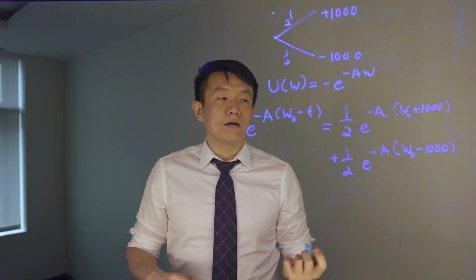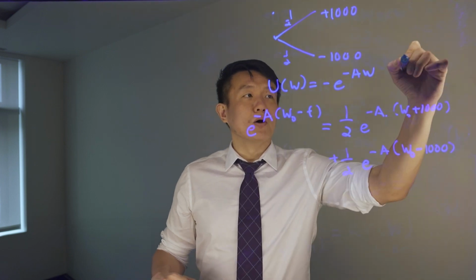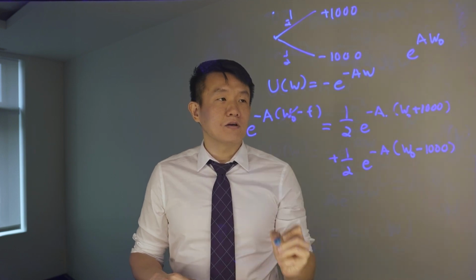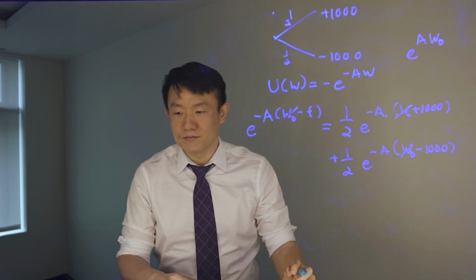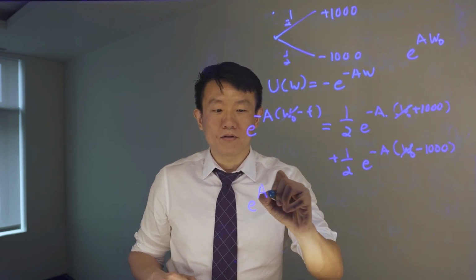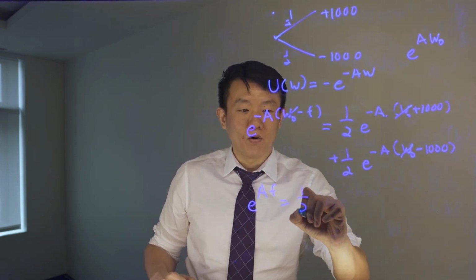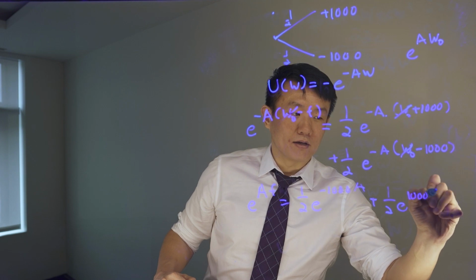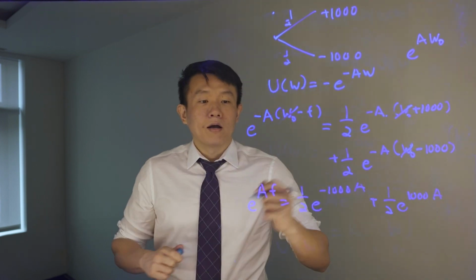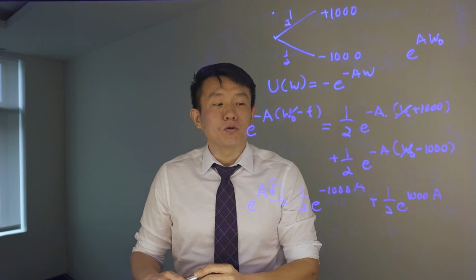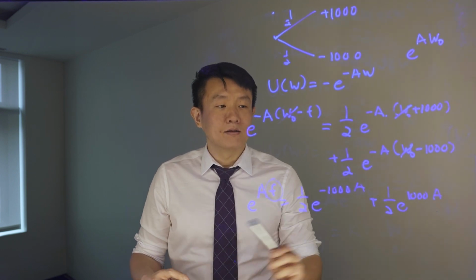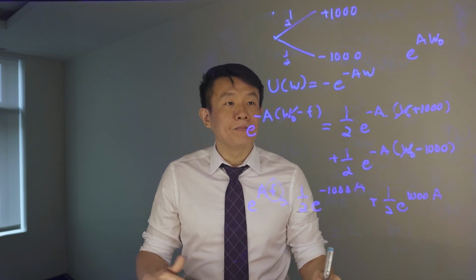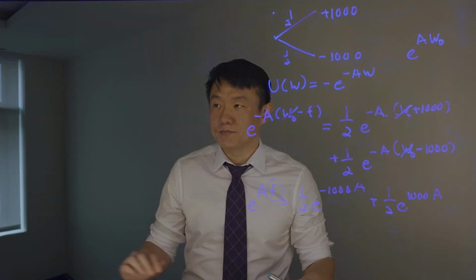Now, what we can see here is that we can multiply both sides by e to the AW naught. That's going to cancel out this term, and this term, and this term. We're just going to be left with e to the AF is equal to 1/2 e to the minus 1,000A plus 1/2 e to the 1,000A. So the amount that we're willing to pay to avoid this bet doesn't depend on our starting wealth at all, which is what we would expect if we had constant absolute risk aversion.